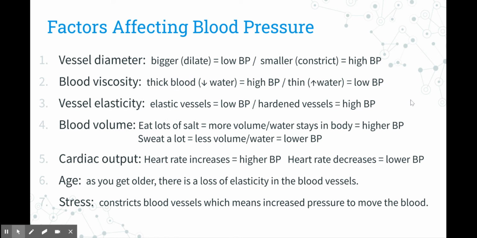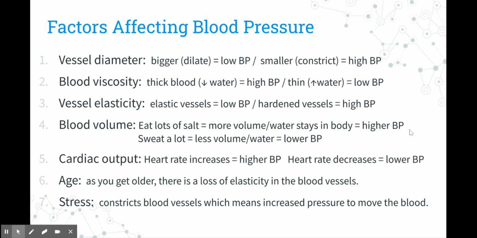The thickness of blood also affects blood pressure. If the blood is thick, doesn't flow very easily, it's very viscous, usually because the person doesn't have enough water, then they will experience a high blood pressure if it's not flowing very easily. Thinner blood will flow more easily and exert a lower pressure. Elastic vessels, similar to the vessel diameter: stretchy, elastic vessels mean healthy, low blood pressure; hardened or sclerotic vessels will exert a higher blood pressure. Blood volume affects our blood pressure as well.